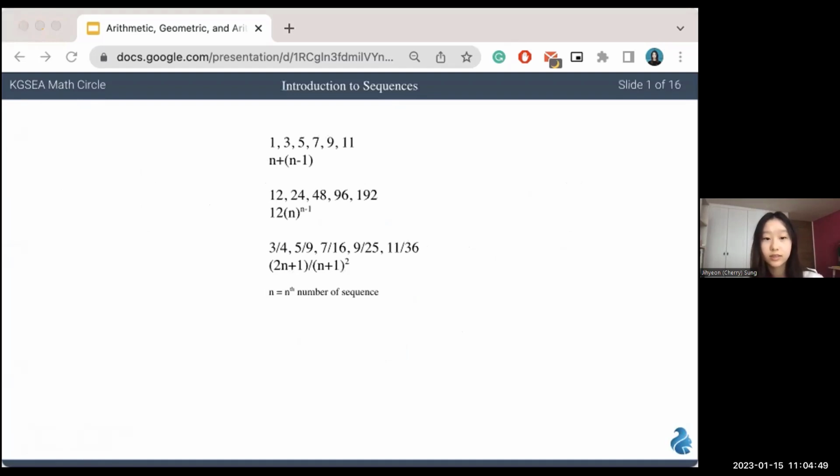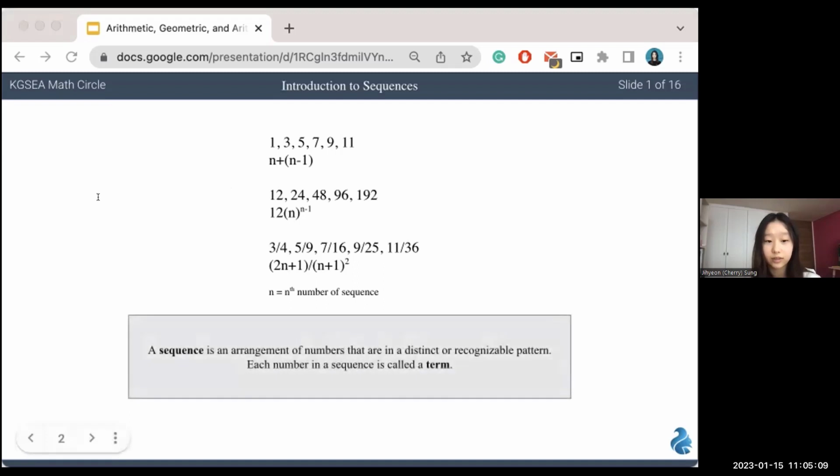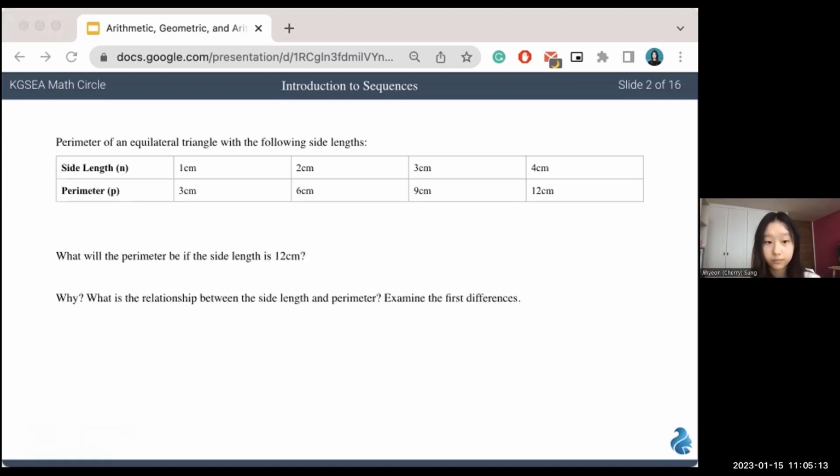So first, let's define a sequence. From these examples on the screen, you can notice a pattern. The first one increases by 2 every term, the second one increases by a factor of 2 every term, and the third one has a pattern for the denominator and the numerator. As such, a sequence is an arrangement of numbers that are in a distinct or recognizable pattern, and each number in a sequence is called a term.